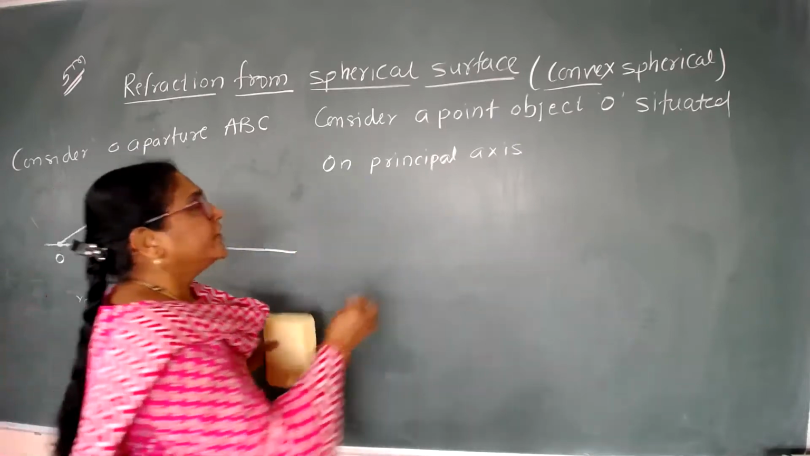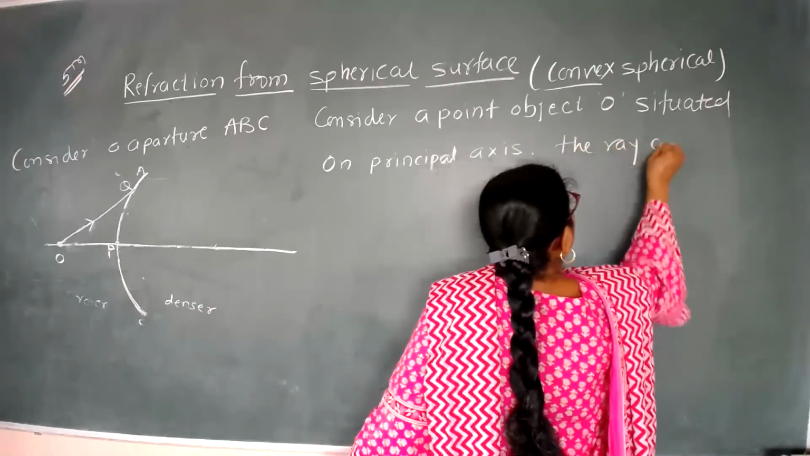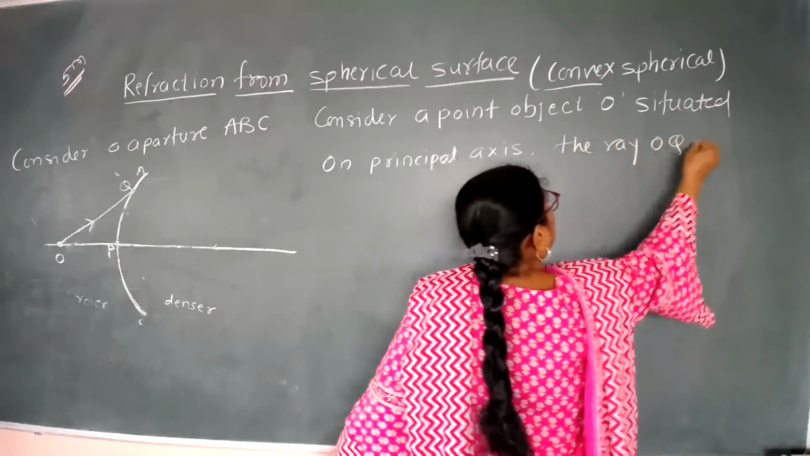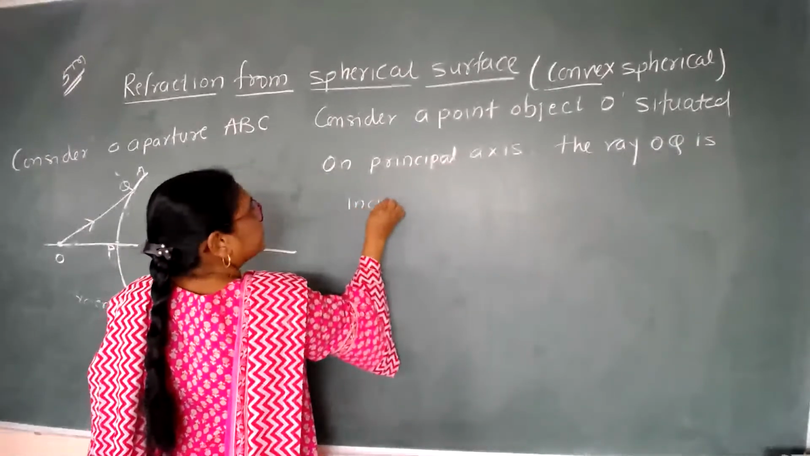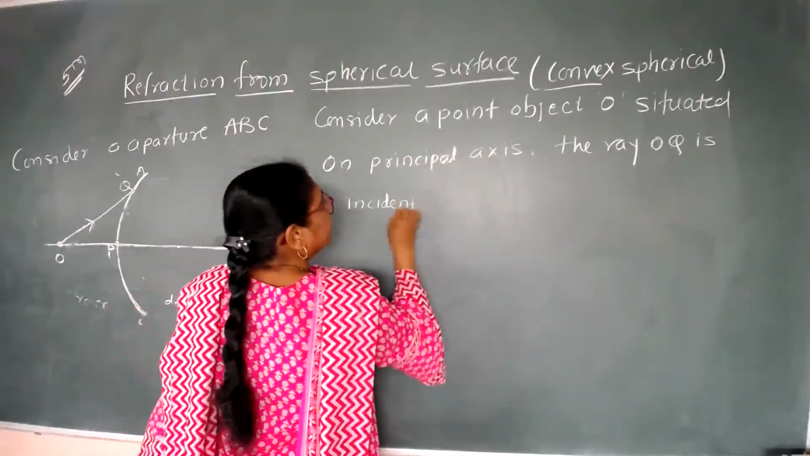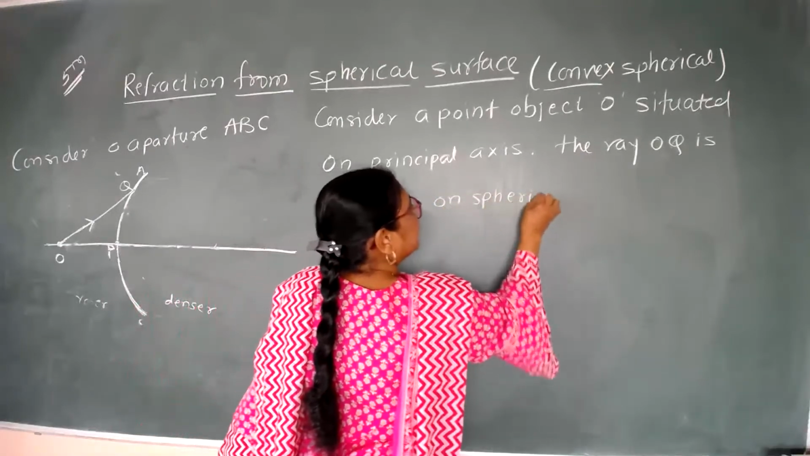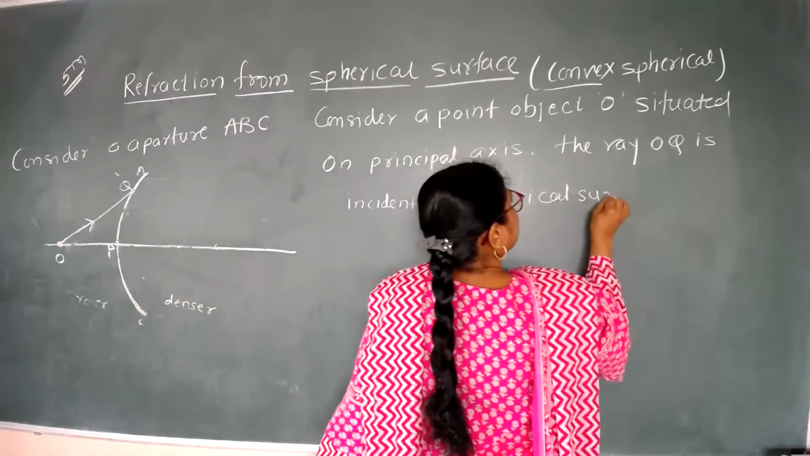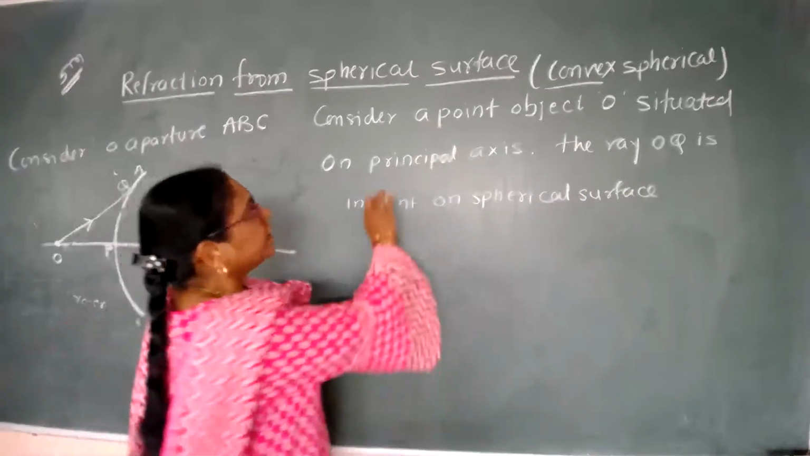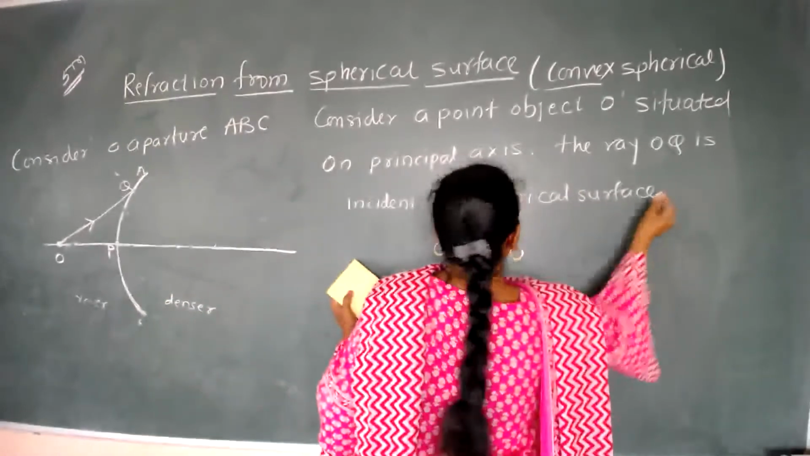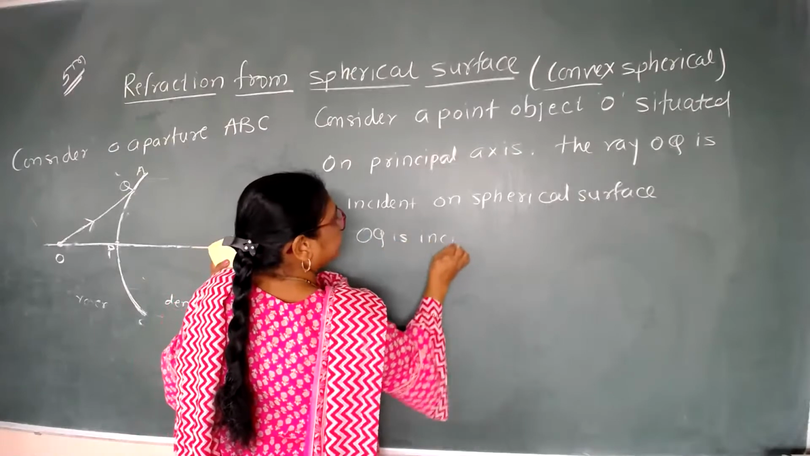We can say here that the ray OQ is incident on the spherical surface. OQ is an incident ray.